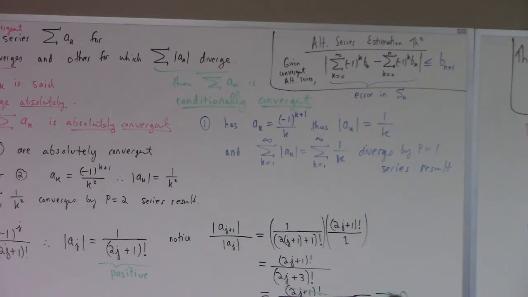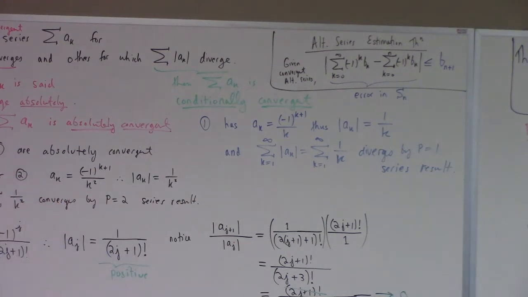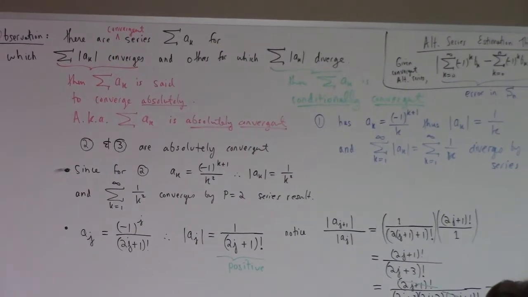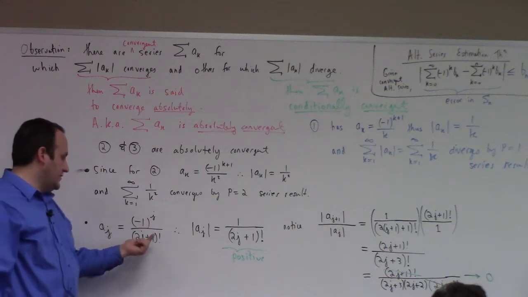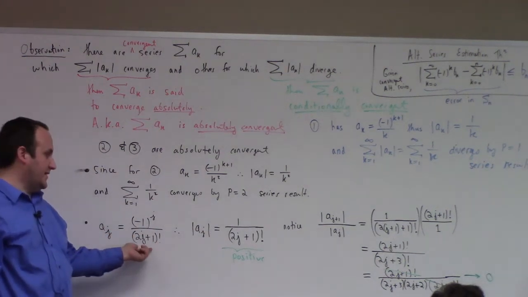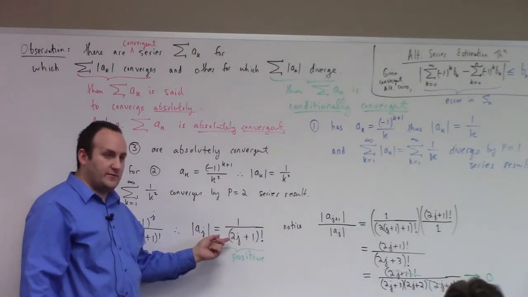Let me go on. So cases 2 and 3, those were absolutely convergent series, because in case 2, if you take the absolute value of a sub k, you get 1 over k squared. Well, that's the p equals 2 series, which we know converges. So it's absolutely convergent, my example 2. And example 3 is also absolutely convergent, because if you take the absolute value of this minus 1 to the j over 2j plus 1, what does that give you? Well, that gives you 1 over 2j plus 1 factorial.